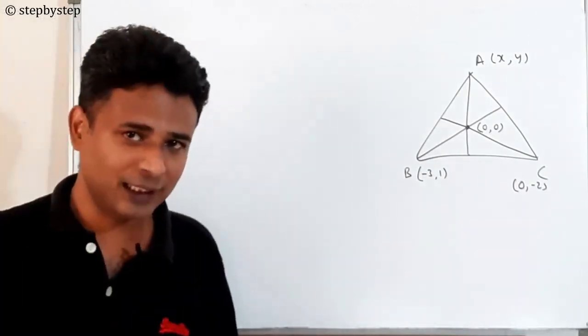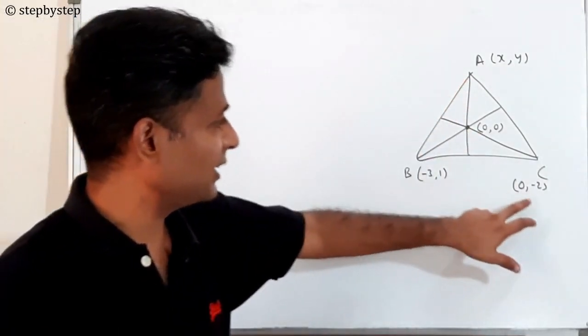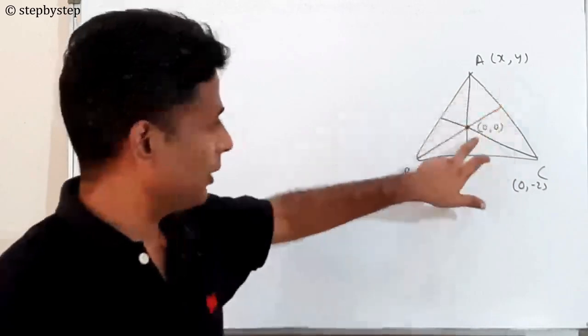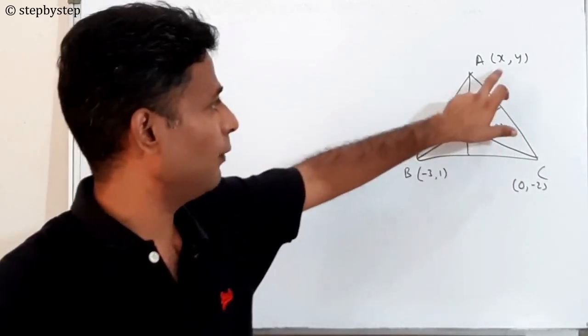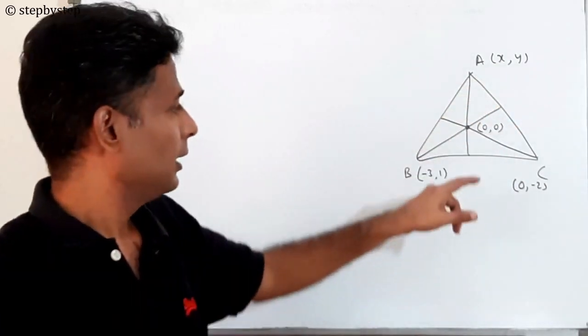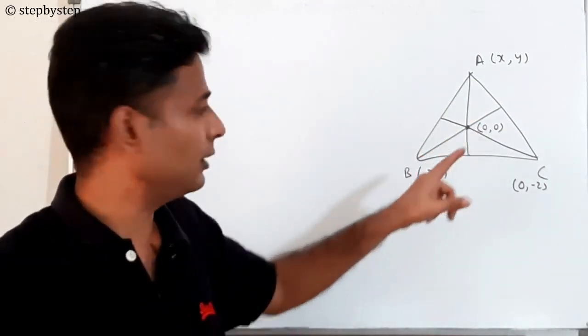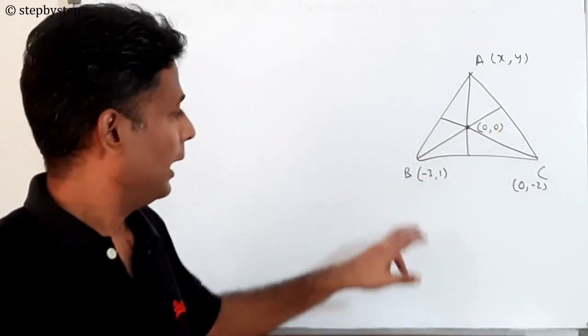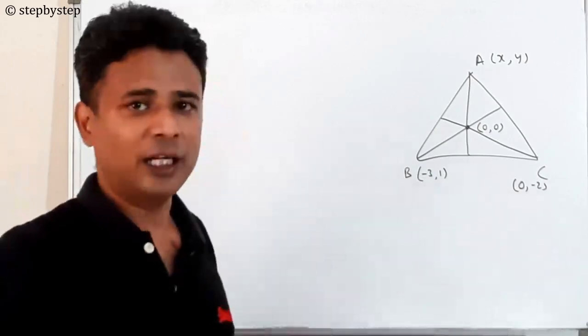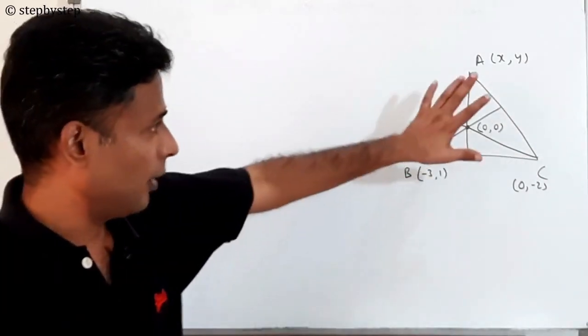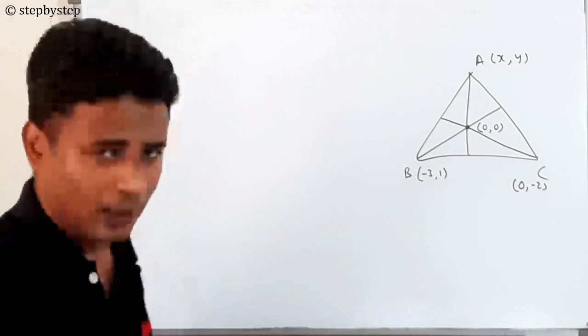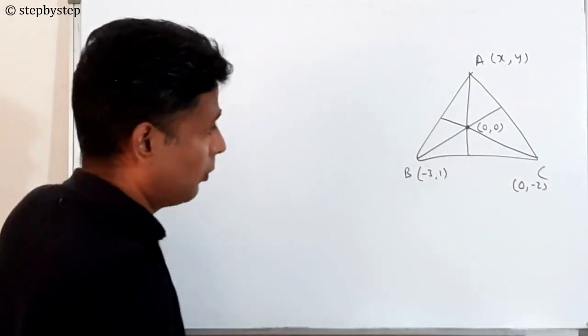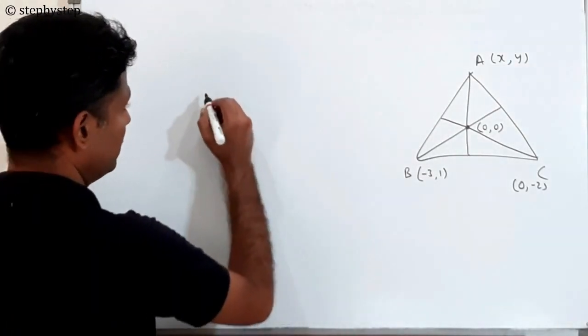Alright guys, the last question in the test. They have given you two vertices of a triangle. They have given you the centroid, and they have asked you to find the third vertex. The centroid is the origin, which means 0, 0, and you have been given the B and C coordinates. You just have to find the A coordinate. Now let the A coordinate be x and y. Simple application of formula.